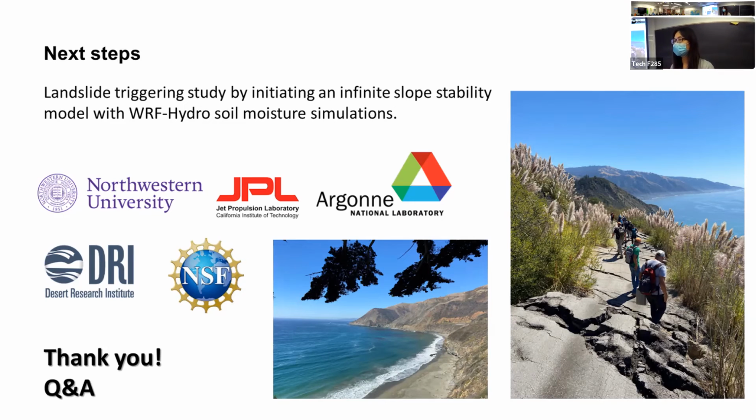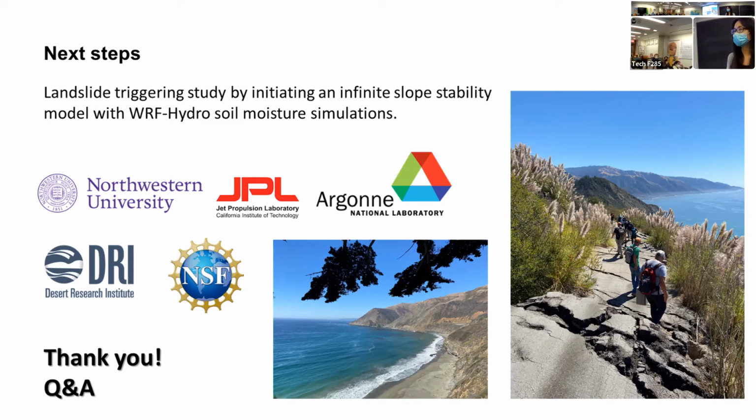Great talk. I'm wondering, how important is the location of high or low soil moisture in the slope face itself when you're thinking about failure in the future? You mean within the slope, the variability of soil moisture?